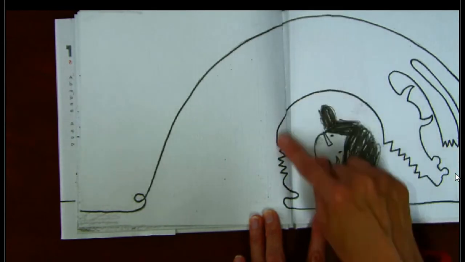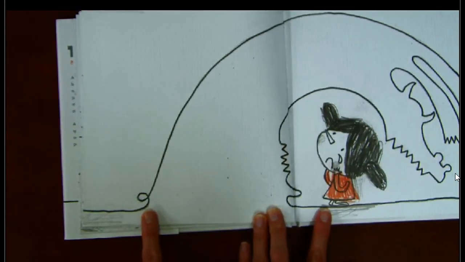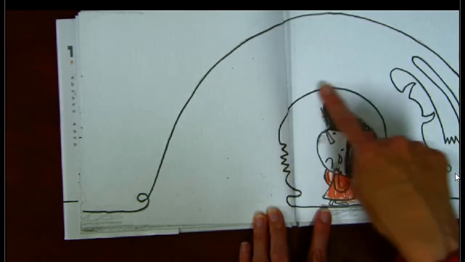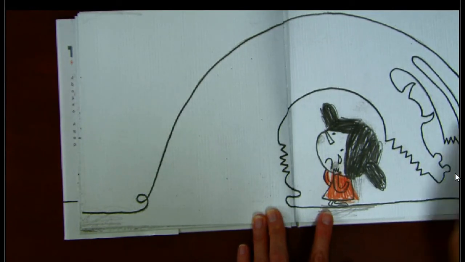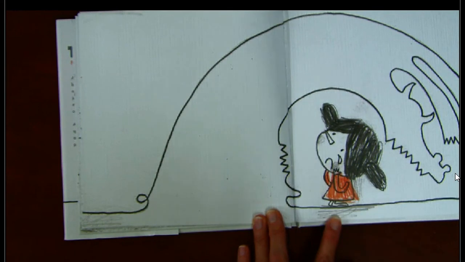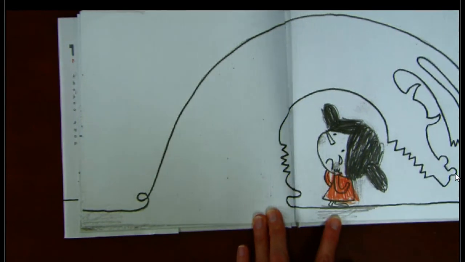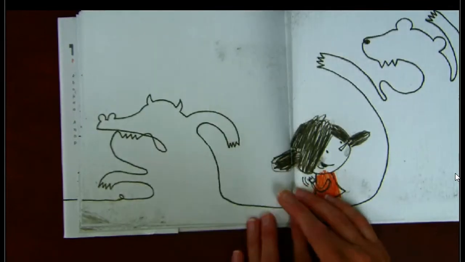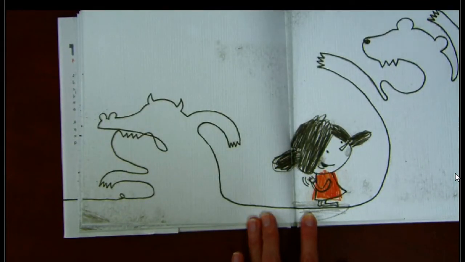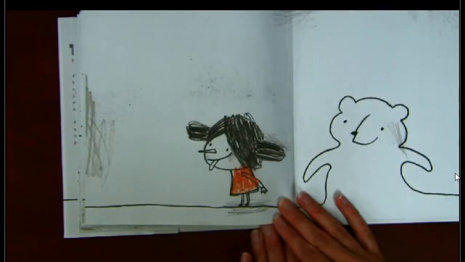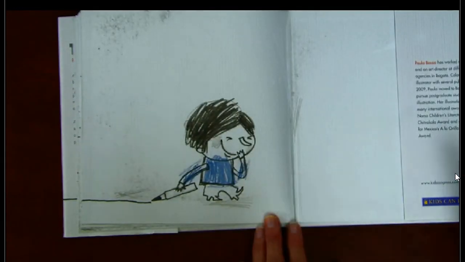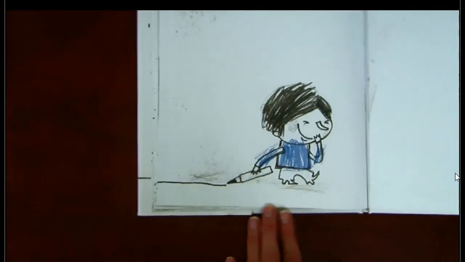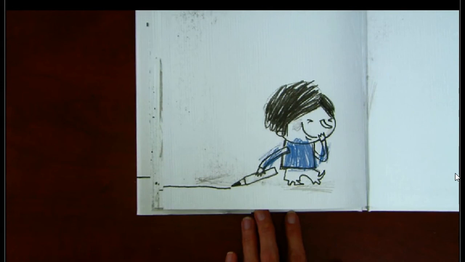Notice all the different kinds of lines. We have the loopy line, the curved lines, the zigzag lines, the wavy line. We have all kinds of different lines. Pretty fun. All right, so we are going to learn more about lines today. So let's get out our materials.